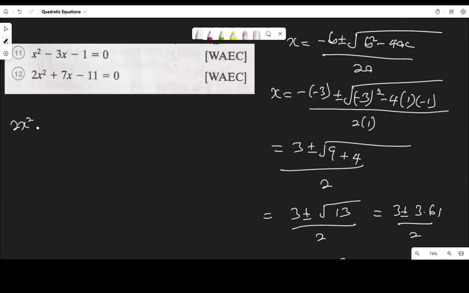Next, 2x squared plus 7x minus 11 equal to 0. Again, to save time, let's use the quadratic formula here. So we compare this equation with ax squared plus bx plus c equal to 0. a corresponds to 2, b corresponds to 7, and c corresponds to -11.